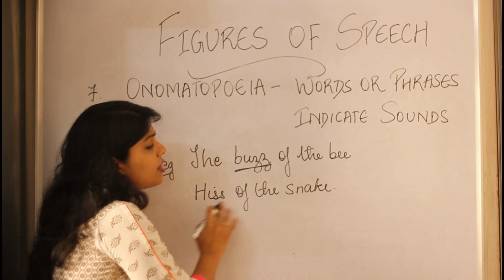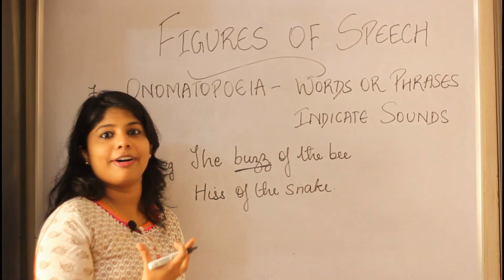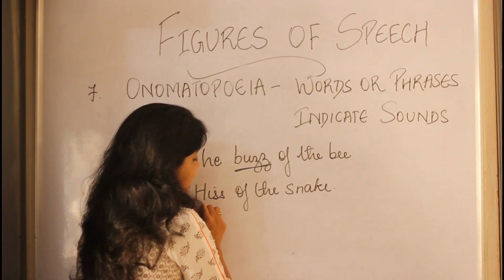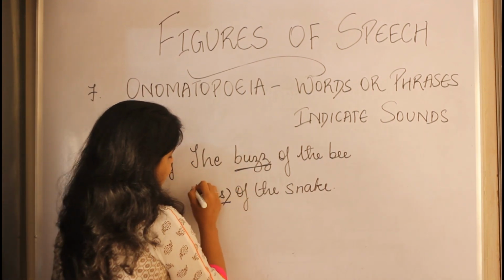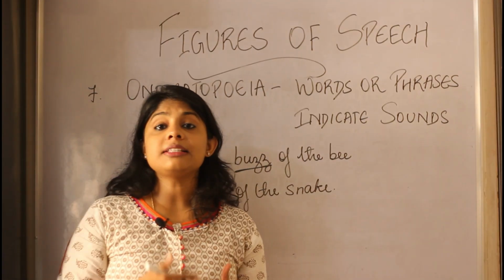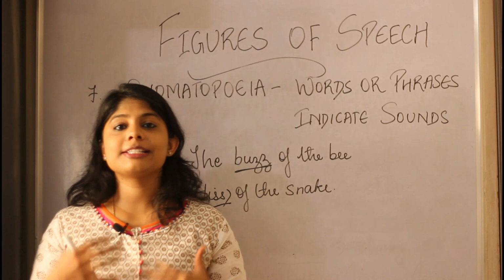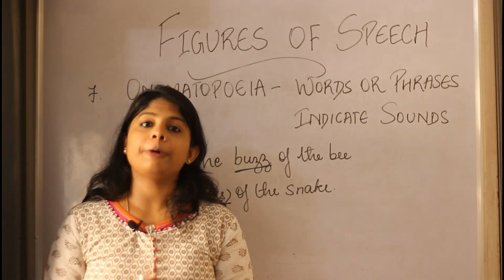Next, hiss of the snake. If you ever hear a snake, you will realize that it hisses, and this word represents the sound the snake makes. Thus, onomatopoeia is used to emulate the sound of an object or a person.